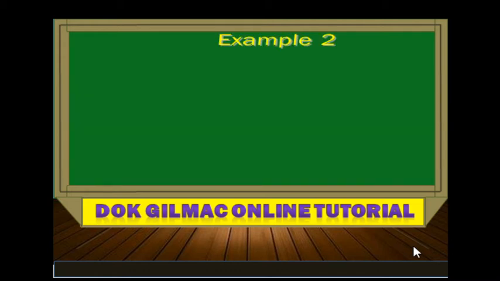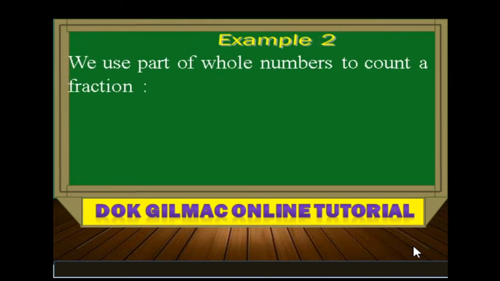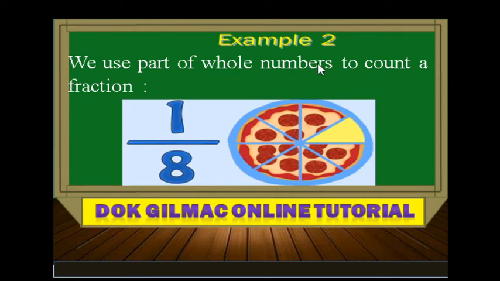Example number 2. We use part of whole numbers to count a fraction. For instance, we have this pizza pie, which is divided into 8 parts. So as you can see, this portion here is taken out. So this is just equal to 1 over 8. So take note of that. This is equal to 1 over 8 or 1/8 of this whole pizza.